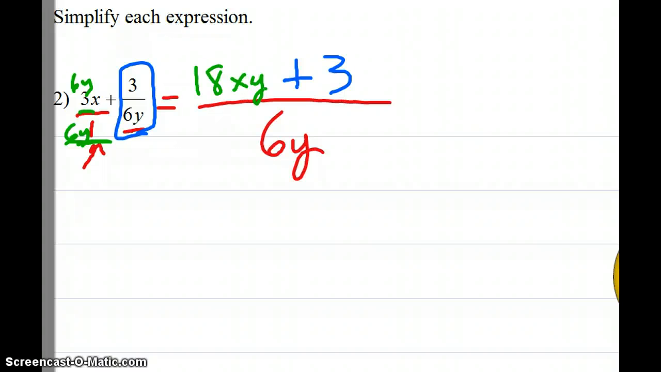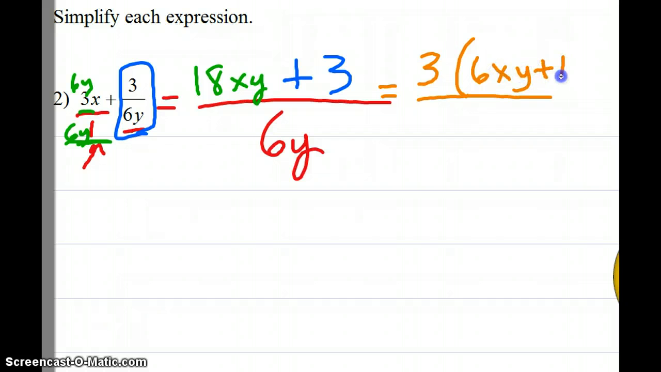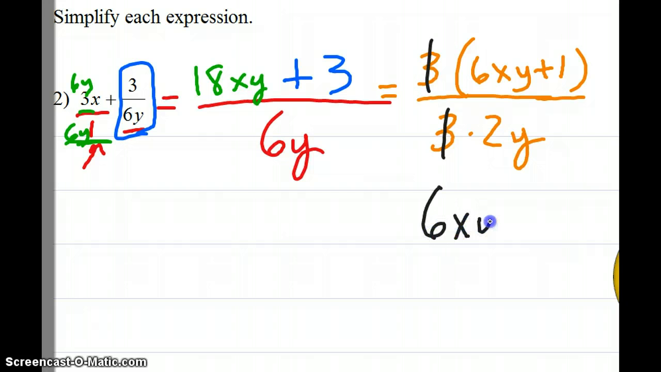Now we might have to reduce. And how are we going to reduce? Is there a number on the top that both of these go into? And 3 is it, so we're going to factor that 3 out. On the bottom, if I write 6 as 3 times 2y, I can now reduce because 3 over 3 is 1. And so the final answer this time will be 6xy plus 1 all over 2y.